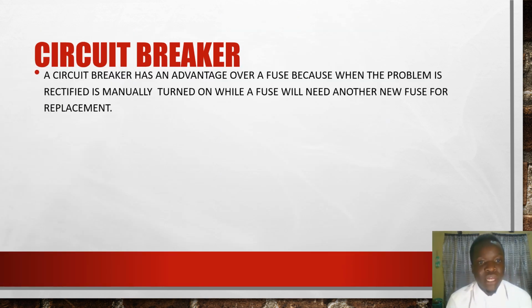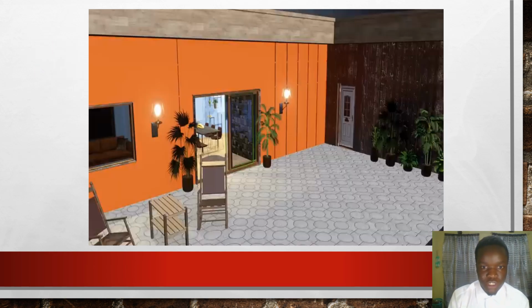A circuit breaker has an advantage over a fuse because when the problem is rectified, it can be manually turned on, while a fuse will need a new fuse for replacement. Also, circuit breakers are better than fuses. They may be faster. The next video will help you to understand more about circuit breakers.